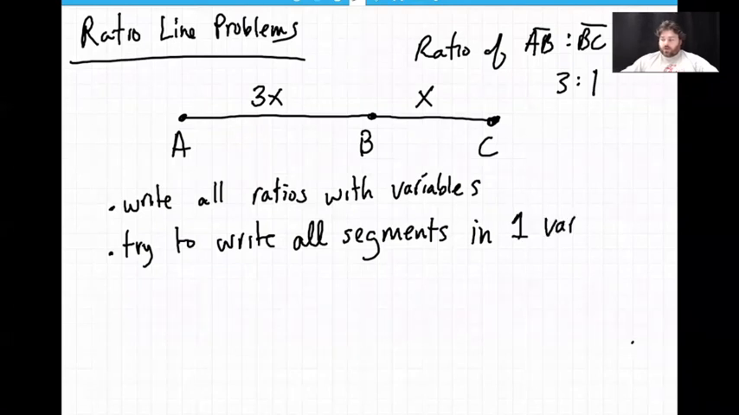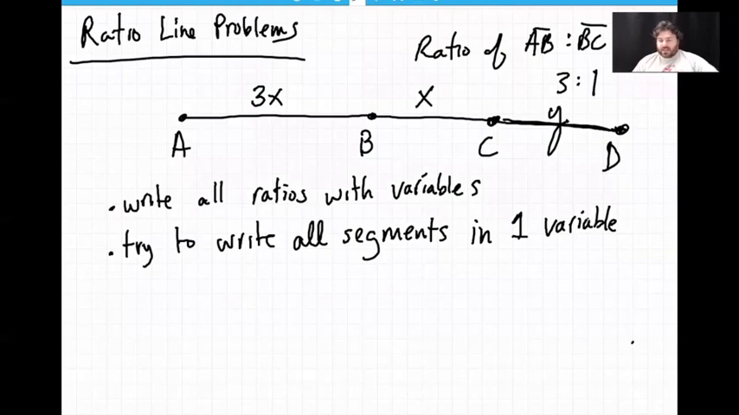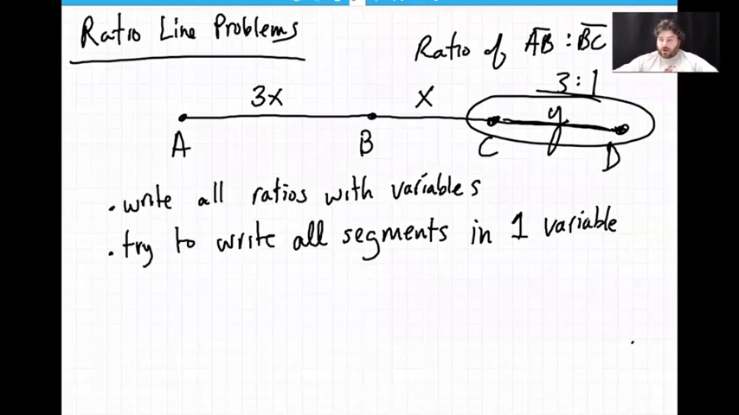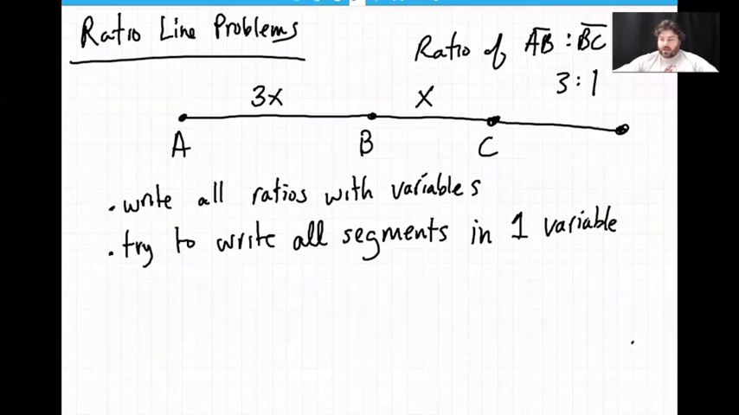Meaning, you don't want to introduce another variable, like if this length here is something else, you don't want to call it y unless you have to. The reason you would call it y is because maybe there's no relationship between BC and CD, or AB and CD. If there's no relationship between this segment here and the other segments, you sometimes just have to call it another variable. But as an example, if we knew that BC was congruent to CD, then we could call that x, because it's the same as that other one, which is also x. So we want to try to write it in one variable if possible. Sometimes you can't help it, but write it in 2 variables.